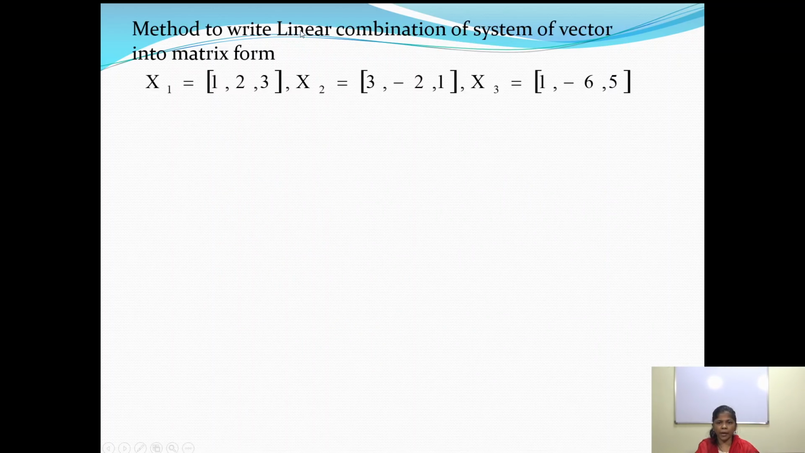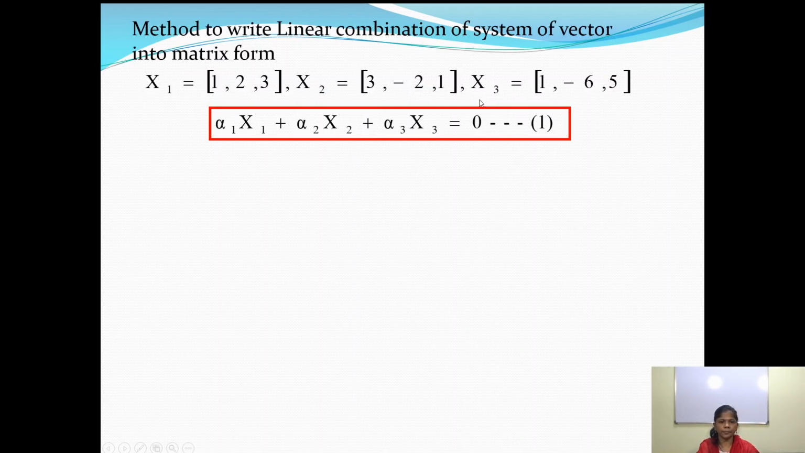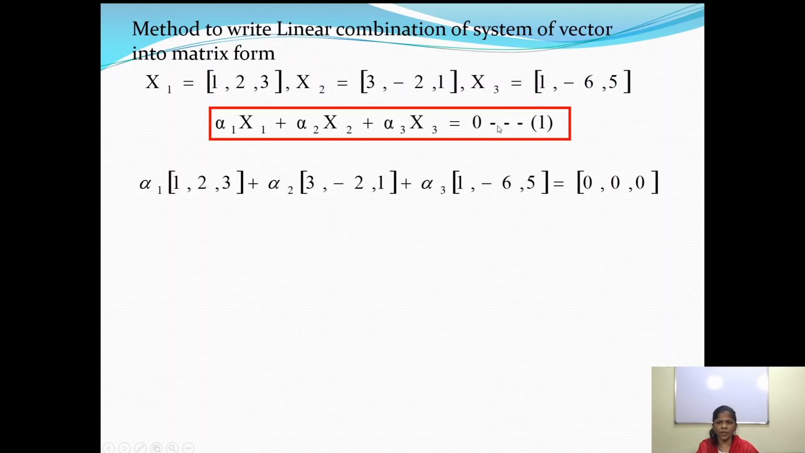Now, the method to write the linear combination of a system of vectors in matrix form. Suppose we have three vectors x1, x2, x3. We start with the linear combination equal to 0. Let us call it equation 1. Now we put in x1, x2, x3. The dimension of the null vector on the right-hand side must be the same as the dimension of the vectors on the left-hand side. Here the dimension is 1 by 3, so on the right side it is also 1 by 3.